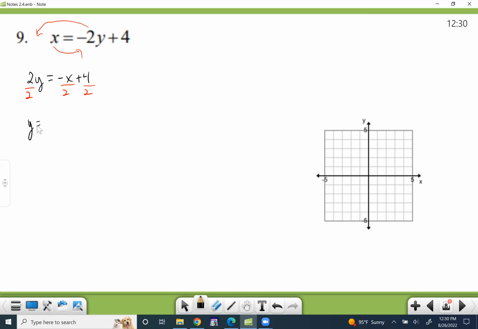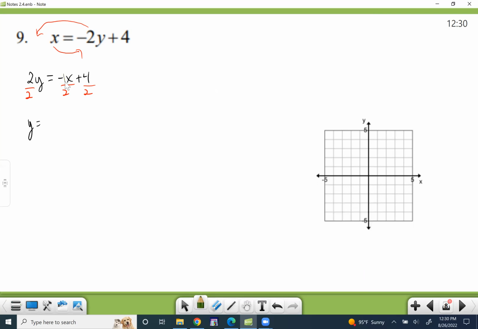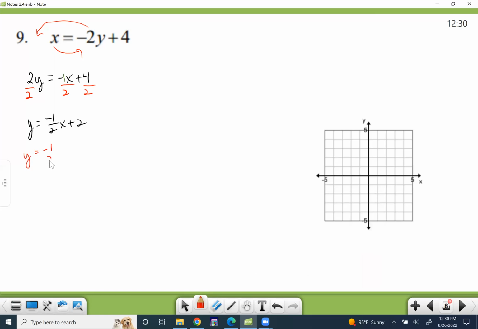Now remember, what's in front of that x? Technically, there is a -1, right? Right here that we don't write. So that's going to make this -1/2 x, and then 4 divided by 2 is 2. So now we have it in our slope intercept form. We can clearly see our slope and we can see our y-intercept.